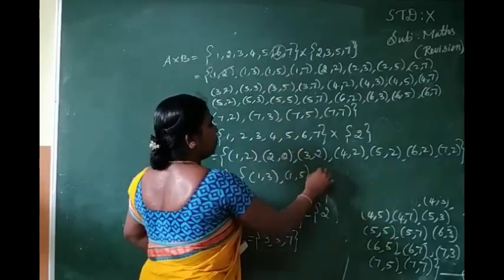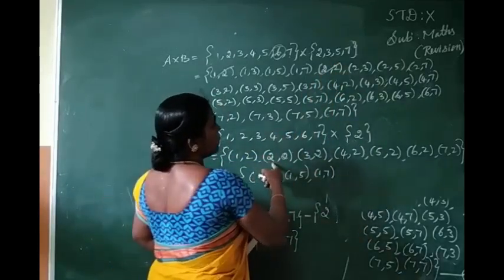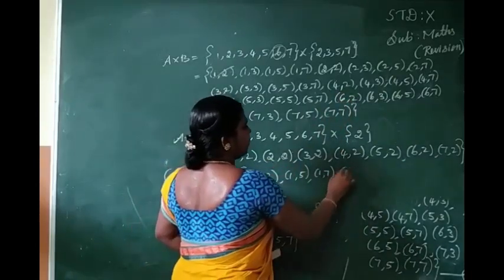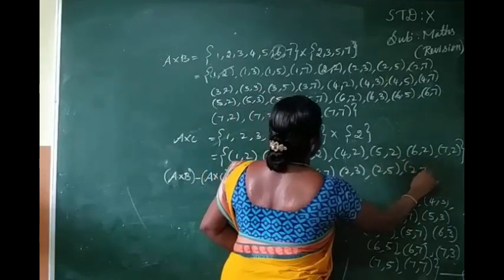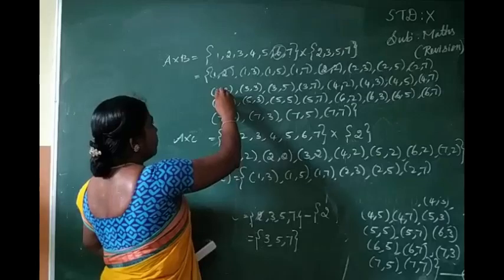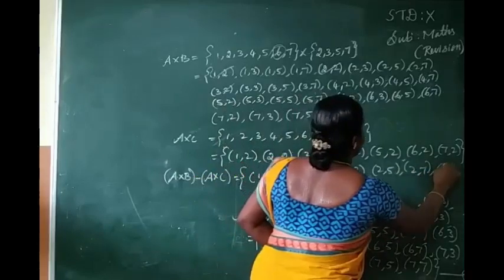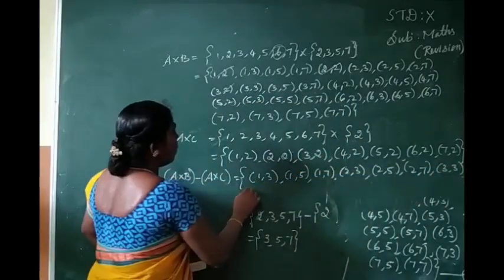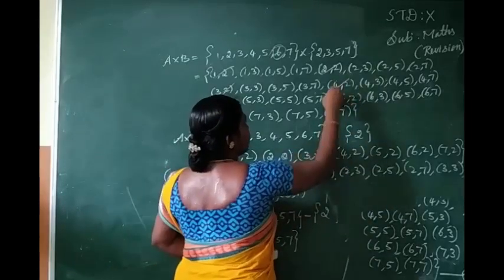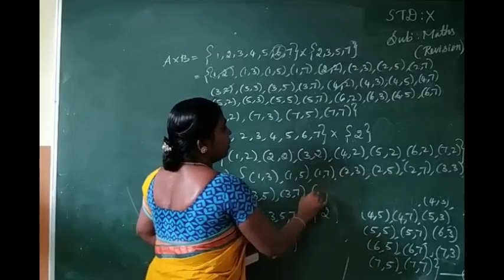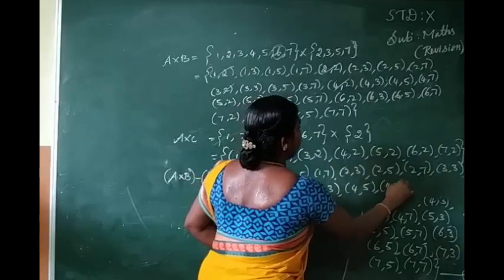Next 1 comma 7. 2 comma 2 is here, so you should not take it. Next one, 2 comma 3, 2 comma 5, 2 comma 7. Next, third one, 3 comma 2. 3 comma 2 is here, so you leave it. Remaining 3 comma 3, 3 comma 5, 3 comma 7. Next 4 comma 2 is there, so leave it. Next one 4 comma 3, 4 comma 5, 4 comma 7.